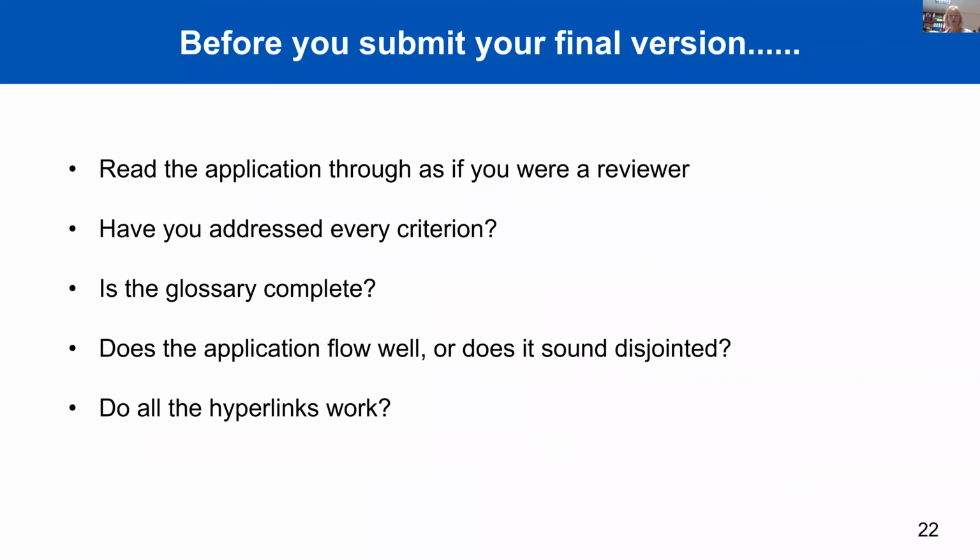So finally, before you submit your final version, read the application through as if you were a reviewer. And if you can't see the wood for the trees yourself, get somebody else to read it through as if they were the reviewer. They will undoubtedly pick up some stuff that doesn't make sense to them or isn't particularly clear, and you can make those final tweaks that make your submission a really nice piece to read through. Double check that you've addressed every criterion. It's really important that you tick every box. So just run through again from the directions at the beginning and double check that you have ticked all of those boxes. Check that your glossary is complete and there are no terms missing.